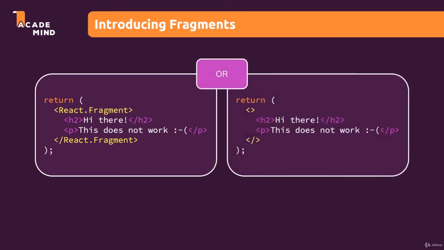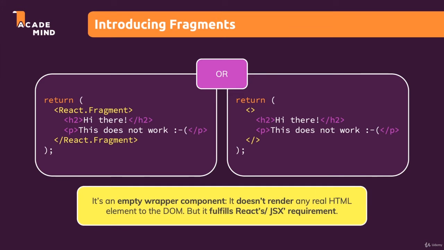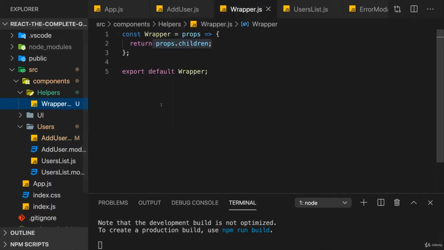Or in some projects, you can also use this shortcut on the right, but this depends on your project setup because your build workflow needs to support this. The left syntax will always work. And that's the same as our wrapper. These two syntaxes here render empty wrappers, which don't render any actual HTML element to the DOM. It's just built into React, but I showed you our custom wrapper so that you understand what these built-in wrappers do.